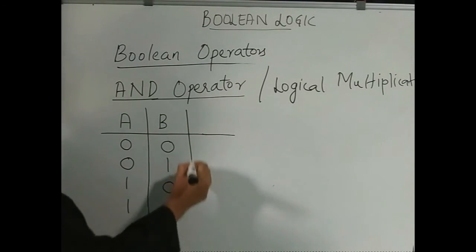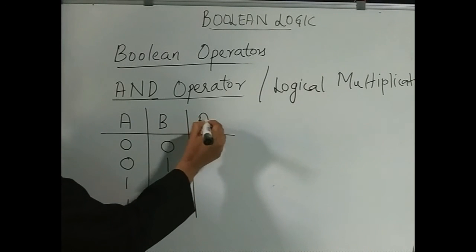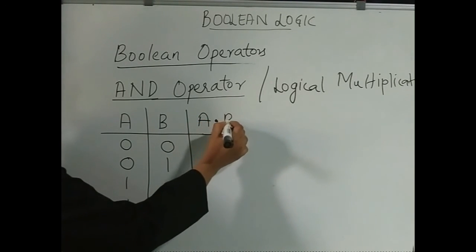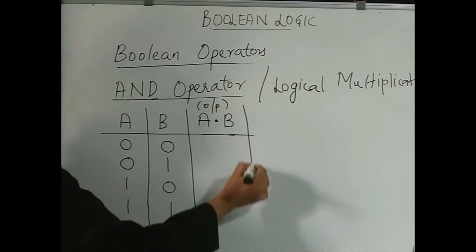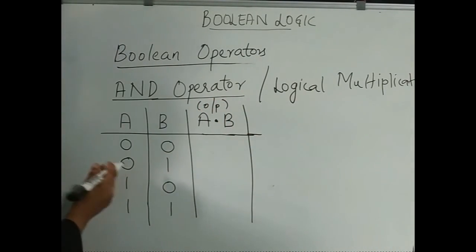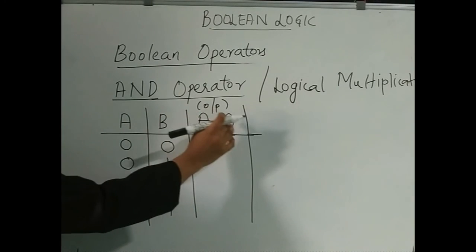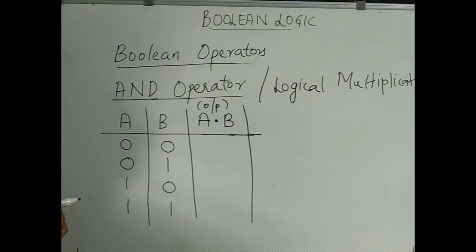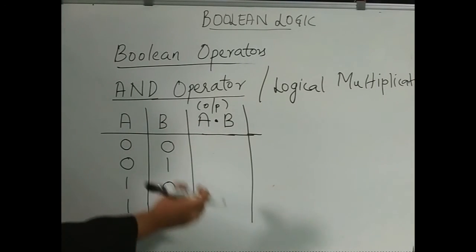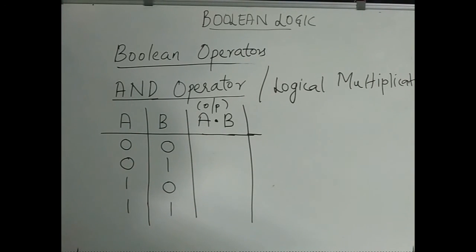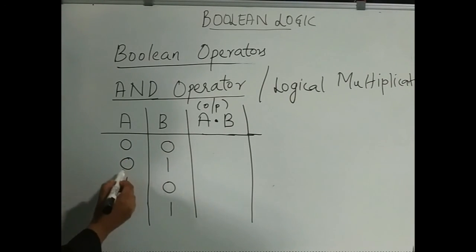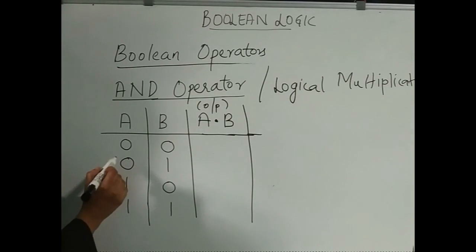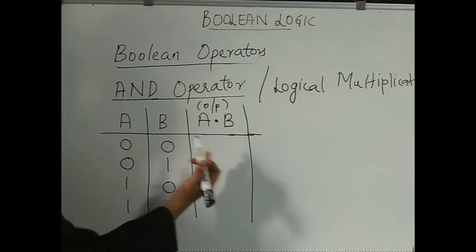Now, how do we represent the AND operator? A and B. This is the output. After performing the AND operation, what happens to A and B? A and B are undergoing the AND operation, or logical multiplication. So what can be the output? The output will also be zeros and ones. So this is the rule: if any one of the inputs is 0, then the output will be 0.